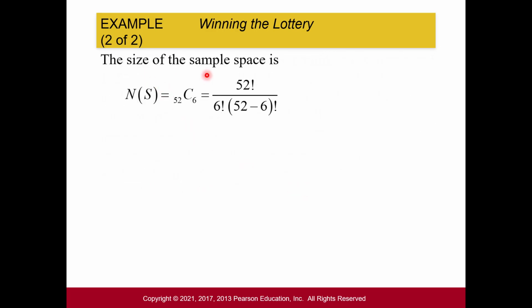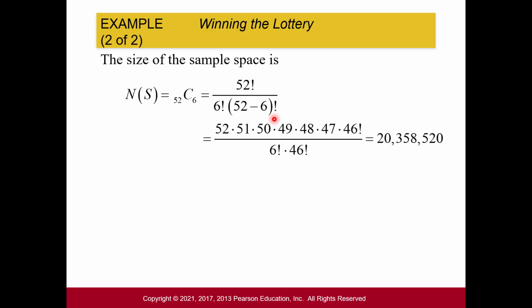Okay, so the size of the sample space is going to be the following. Notice this notation we've seen before; this is just saying the size of the sample space. We have 52 balls to choose from, and we're choosing 6 of them. So using our combination formula, without repetition, but order doesn't matter, we have 52 factorial on top, 6 factorial times (52 minus 6) factorial on the bottom. And then we start simplifying, and we get 20,358,520.